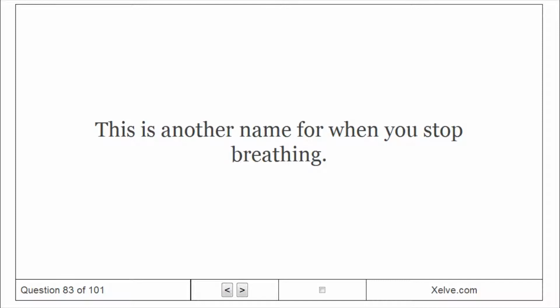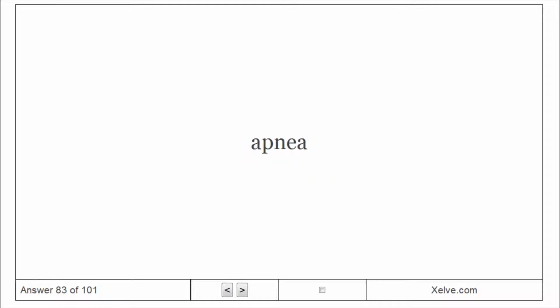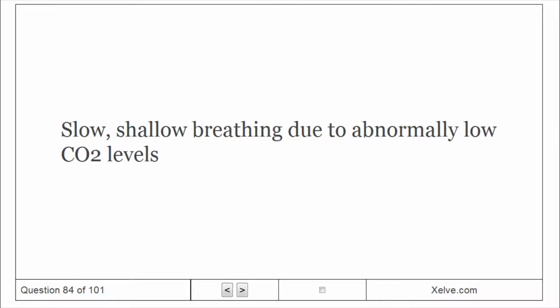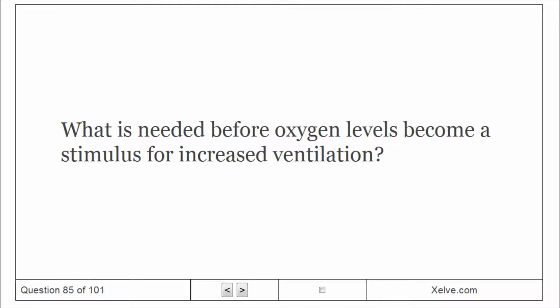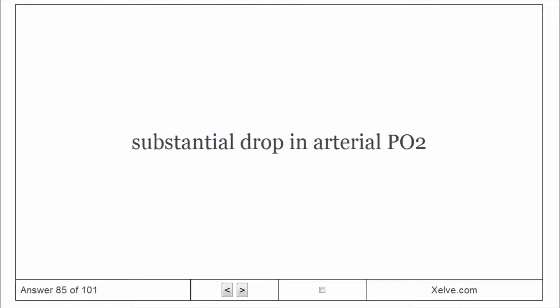This is another name for when you stop breathing. Apnea. Slow, shallow breathing due to abnormally low CO2 levels. Hypoventilation. What is needed before oxygen levels become a stimulus for increased ventilation? Substantial drop in arterial PO2.